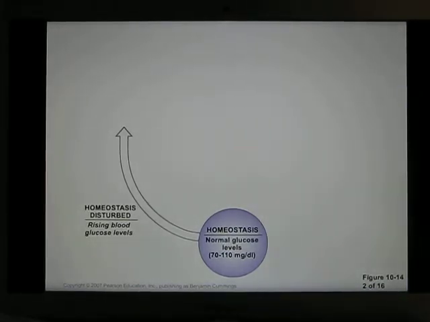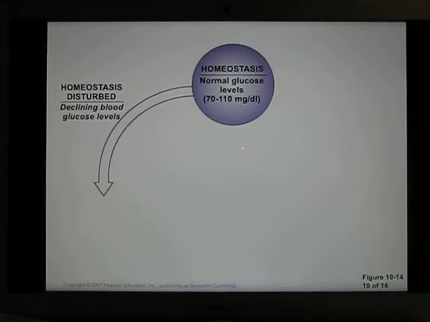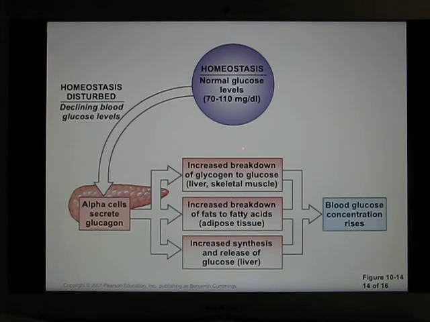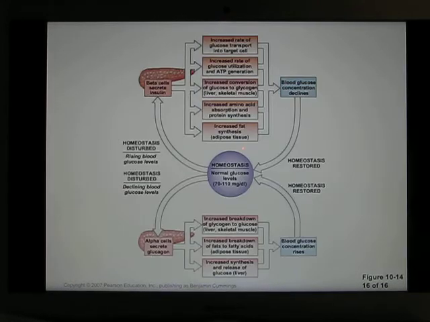So this shows you your blood sugar level is high, and insulin is released. It will do everything within its power to lower your blood sugar. If your blood sugar level is low, you're going to release glucagon, and glucagon will increase your blood sugar level. So eventually your blood sugar level is maintained, part of homeostasis.